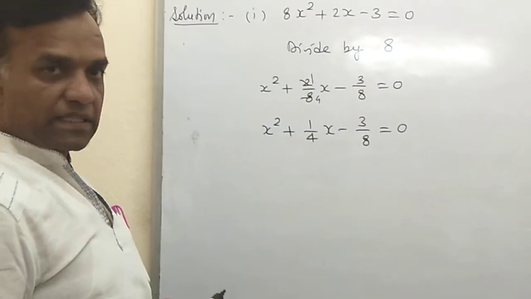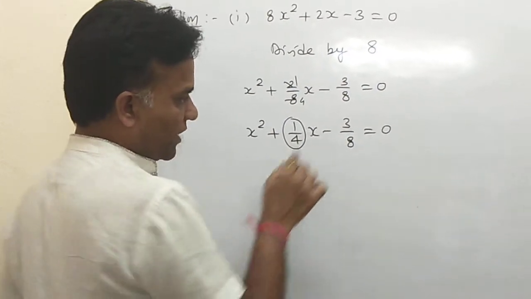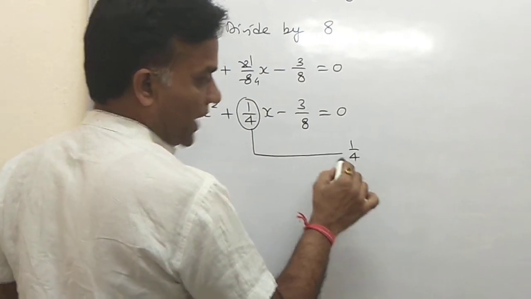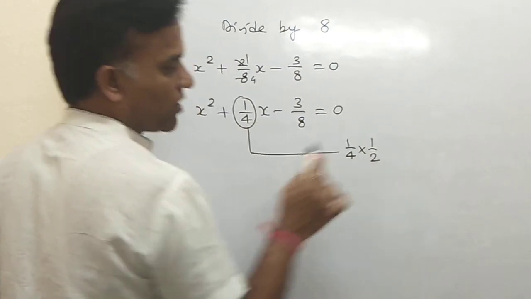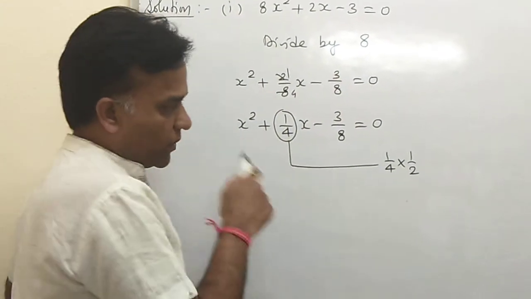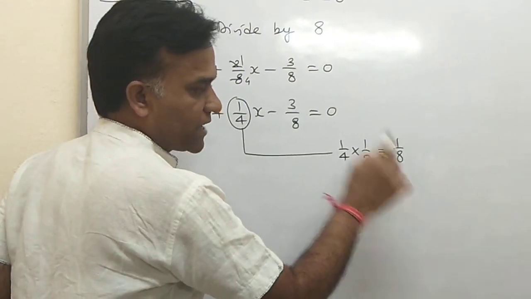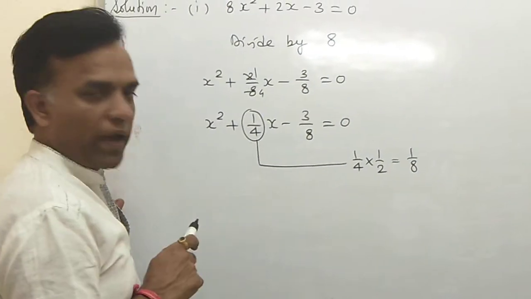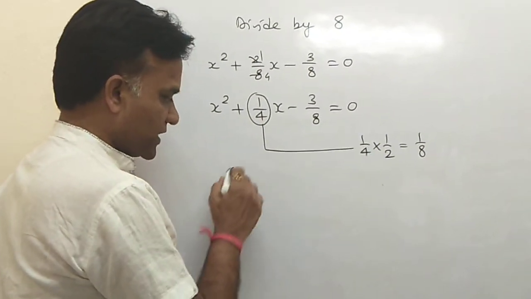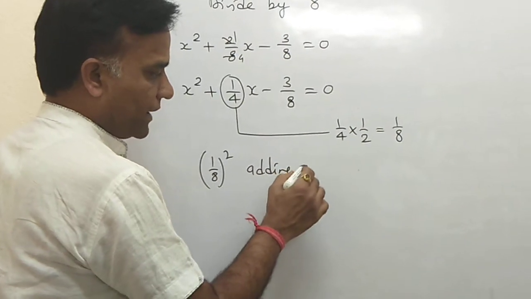Now the second concept: you take the coefficient of x and write it outside. The outside value is 1 by 4, and that value you multiply by 1 by 2, because after dividing by the coefficient of x square, you bring out the coefficient of x and multiply it by 1 by 2. The resulting term is 1 by 8. Then you take the square of this term, and add and subtract it in the given equation.